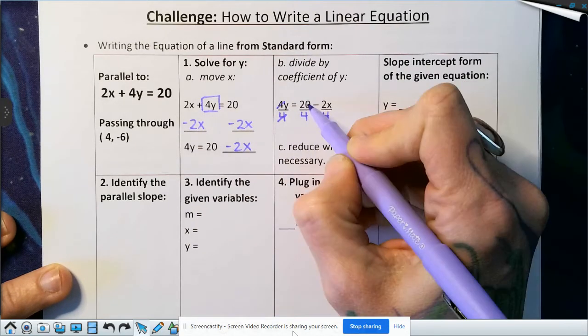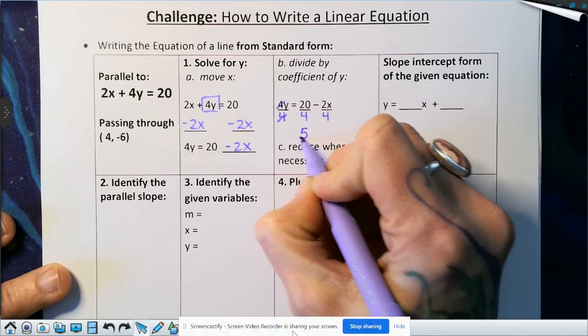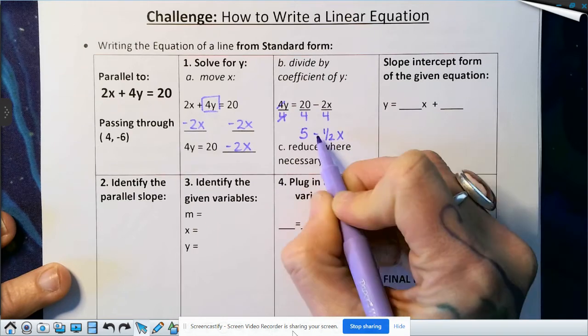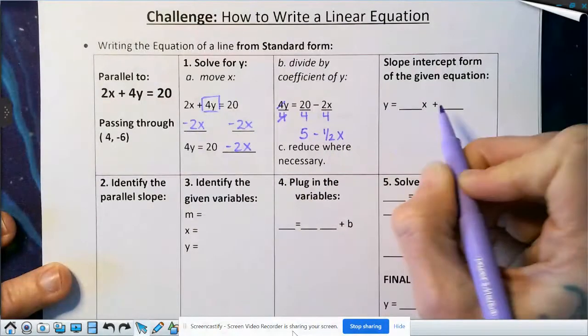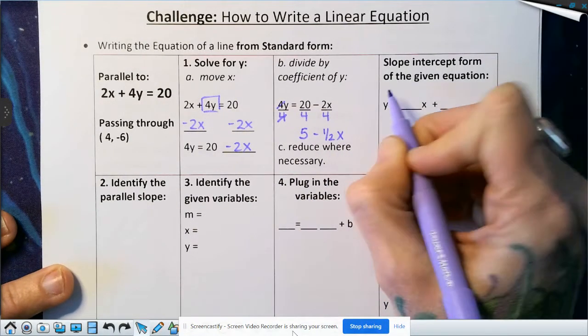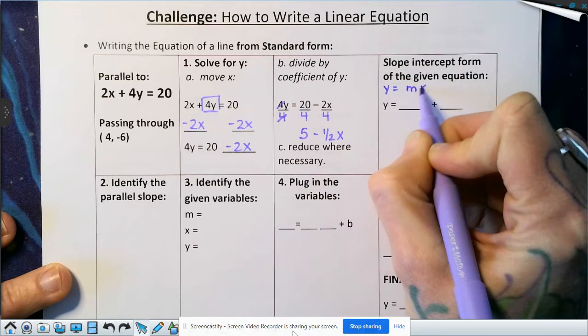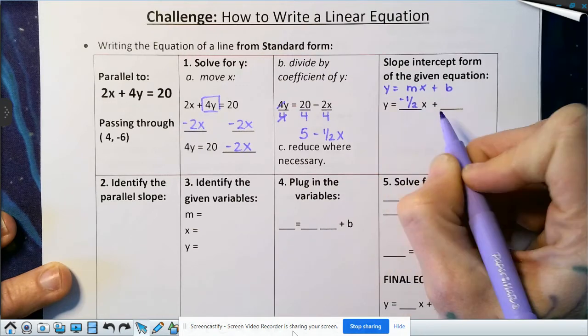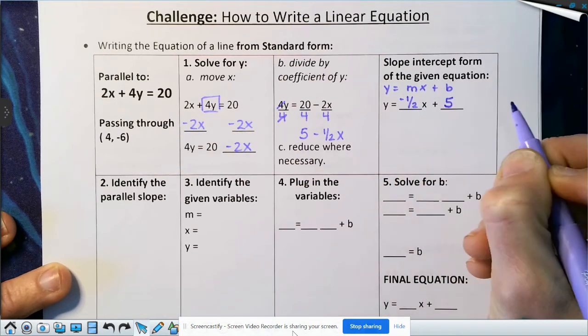So 20 divided by 4 is going to give me 5. And 2 over 4 can be reduced to 1/2 x. And that is a negative 1/2 x. So if we put it in the order that we like, where it's slope first, so really sticking to that y equals mx plus b, my m value is a negative 1/2. And my b value is a 5. So we now have our new line.